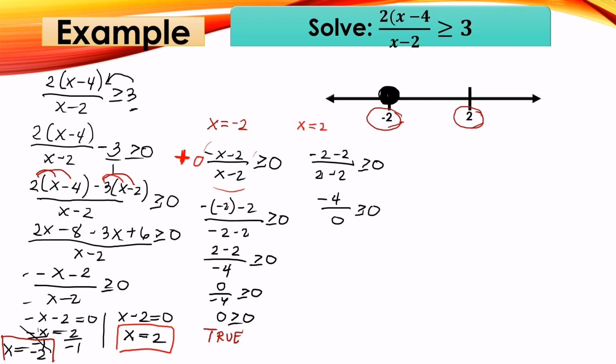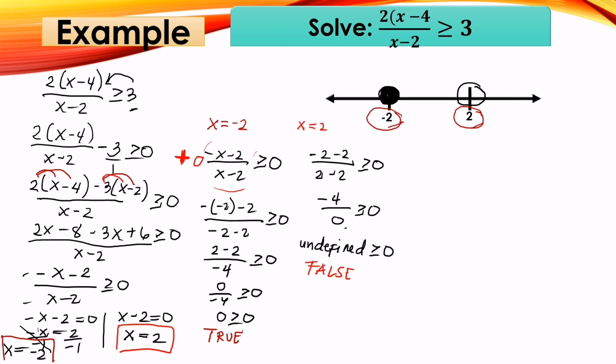So, what have we observed? The denominator is 0, meaning this is undefined. Is greater than or equal to 0. It means we cannot find the value of our x because this is undefined. So, this is false. So, ibig sabihin, si positive 2 is open circle. Ibig sabihin, si positive 2 ay hindi included.